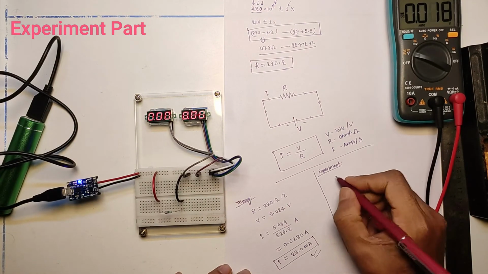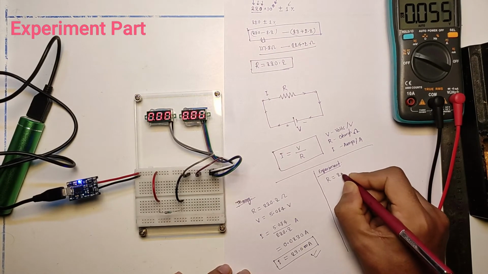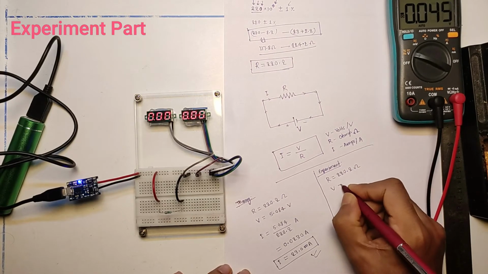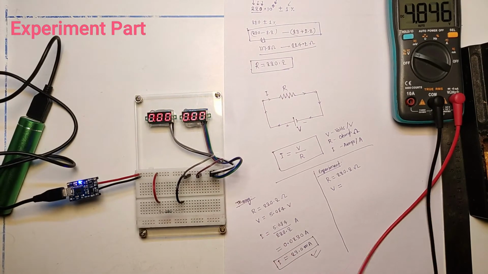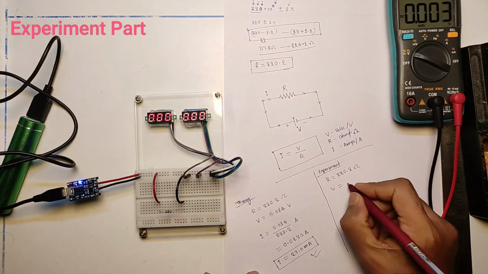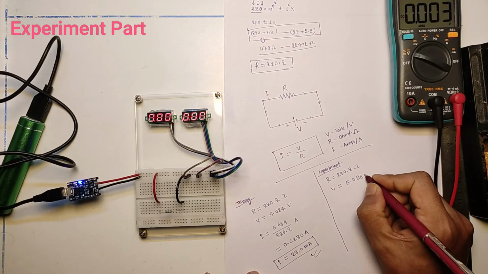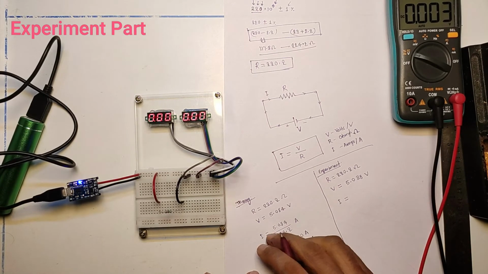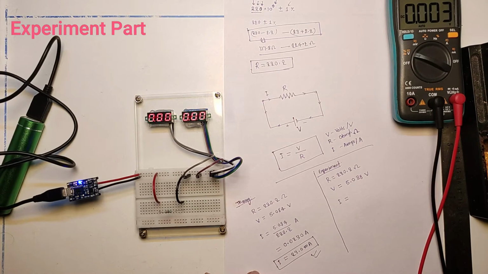So we'll do the experiment. For doing experiment, we have the same R value. Our R is how much? 220.2 ohm. V value, how much we have? Voltage 5.038. 5.038 volt. What will be the current? We should not use this formula. That is not the experiment. Experiment is to measure how much is the current.